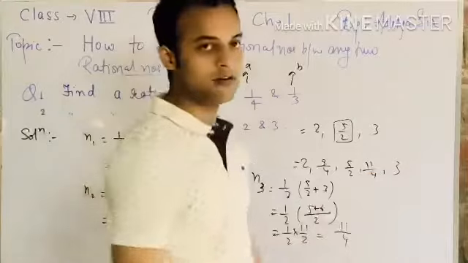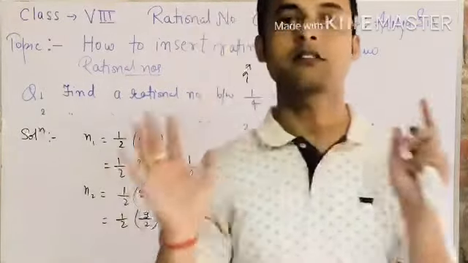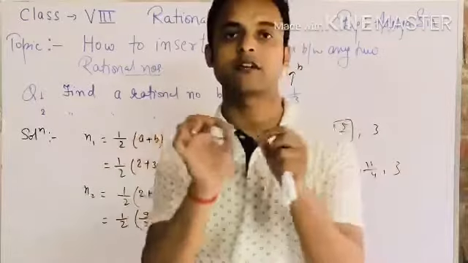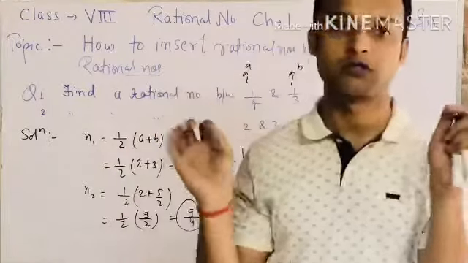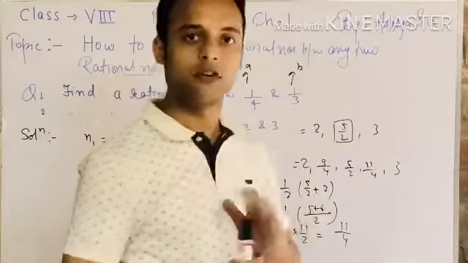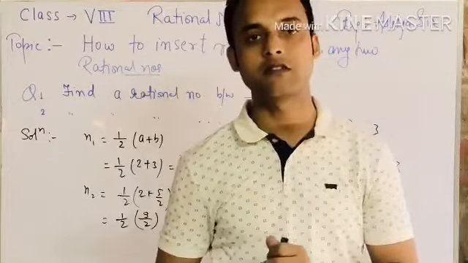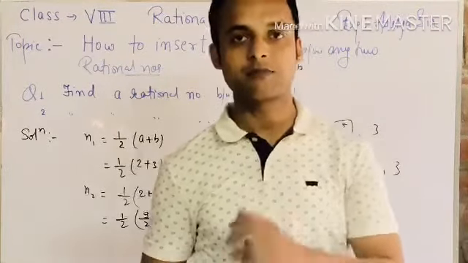So this is how you can select any two of the given numbers, add them and divide by 2, and you will get the rational number between those two numbers. This is how you can insert 4, 5, 6 and so on. This is the very first method by which you can insert rational numbers, the easiest method.